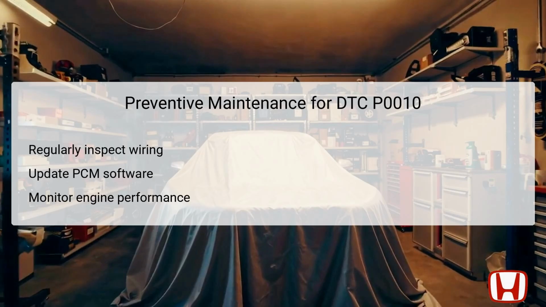Preventive maintenance is critical in avoiding future issues indicated by DTC P0010 related to the VTC oil control solenoid valve. Regularly inspecting the wiring associated with the VTC system can identify any signs of wear or damage that may lead to failures. Likewise, keeping the PCM software updated ensures that the engine management system operates with the latest parameters and corrections. This minimizes the risk of faults developing due to outdated programming.